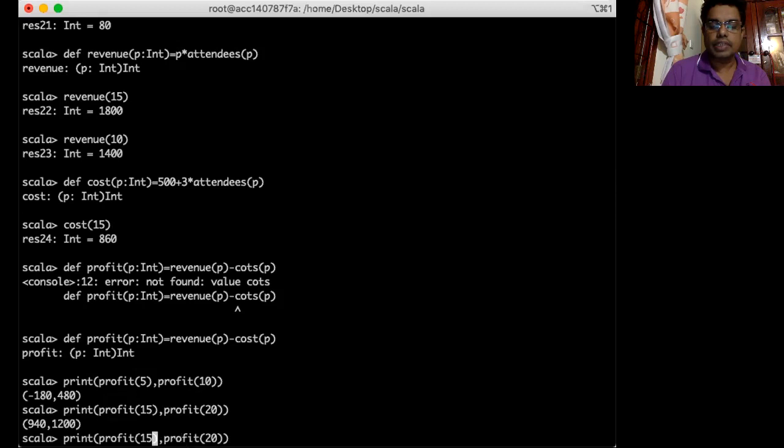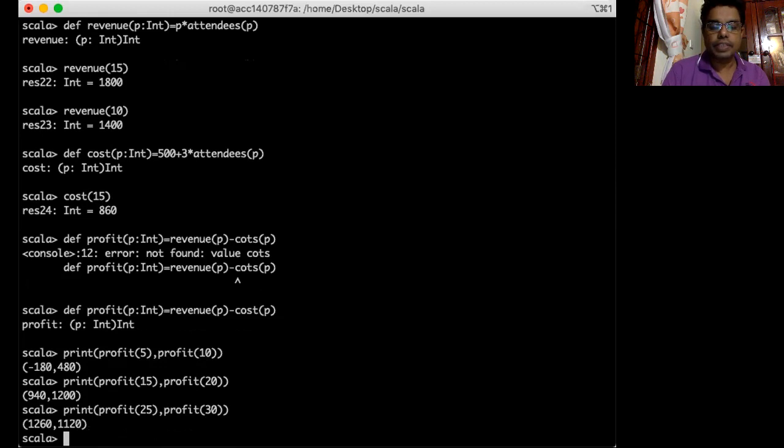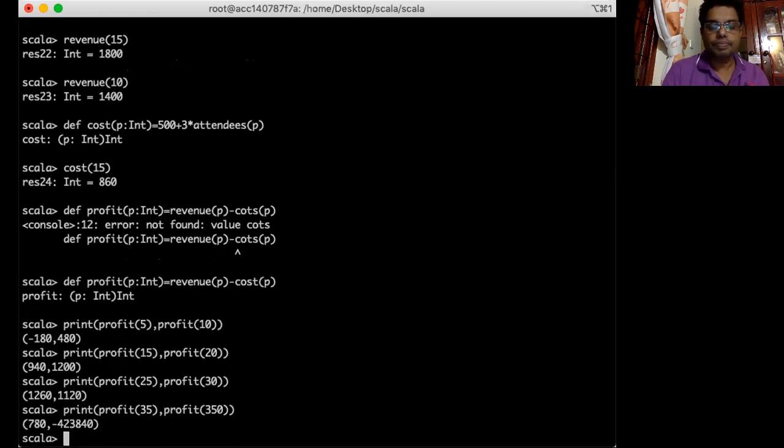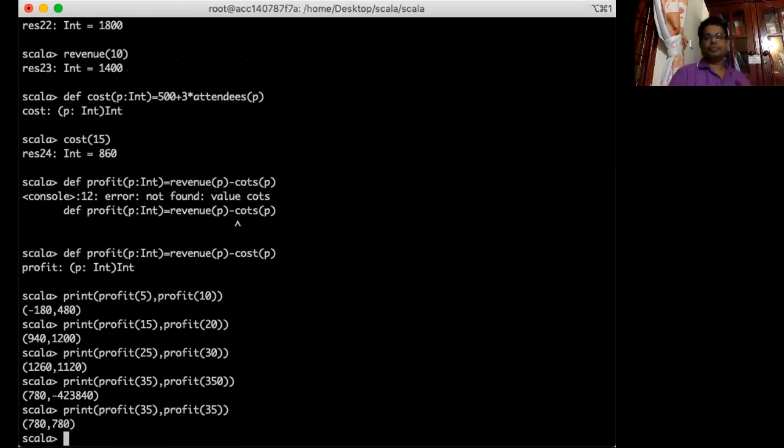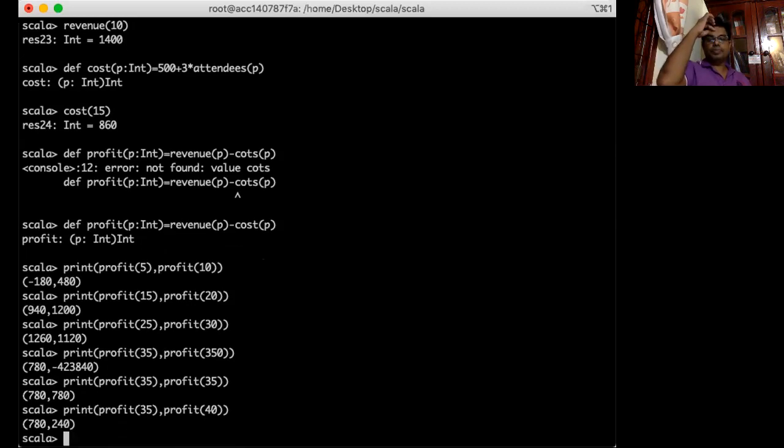Then I try to further increase my ticket price to maybe 25 and 30 rupees. So my profit, you see, further increases, 1120. Maybe I further increase my ticket price to see whether I can maximize the profit. Sorry, I made a mistake, it should be 35. I further increase to 35 and 40. At 40 you see it starts to decrease.